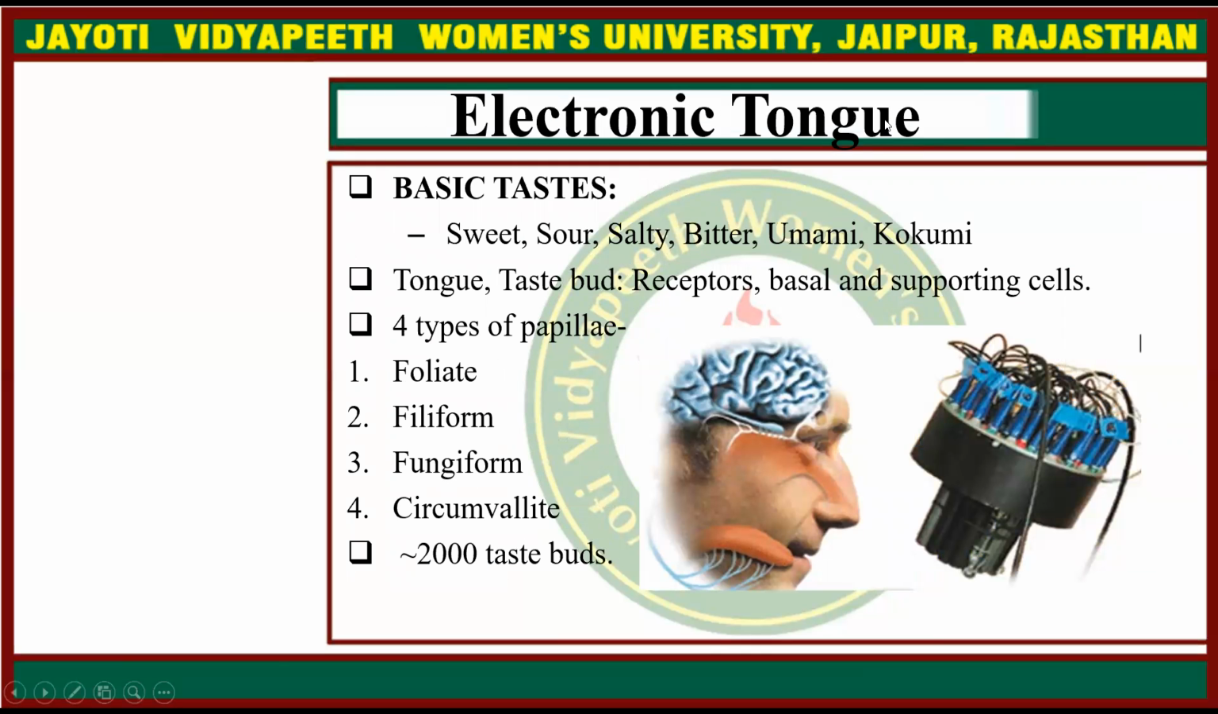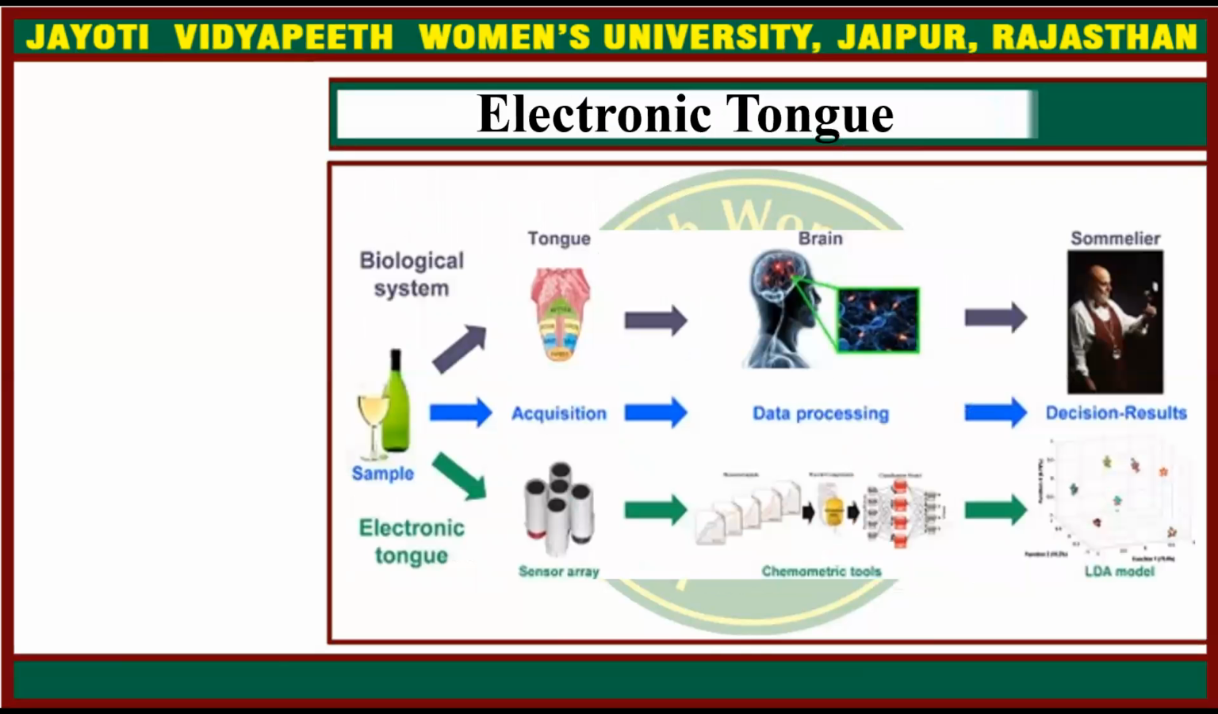Then the electronic tongue. Basic tastes are sweet, sour, salty, bitter, umami, and kokumi. The tongue and taste buds consist of receptors, basal, and supportive cells. There are 4 types of papillae: foliate, filiform, fungiform, and circumvallate. And there are 2000 or more taste buds.